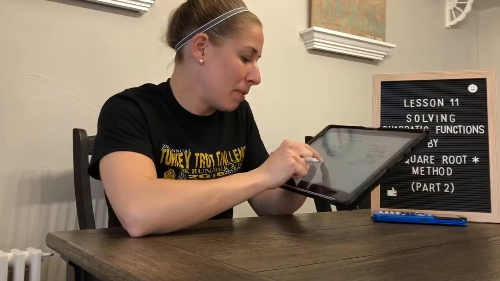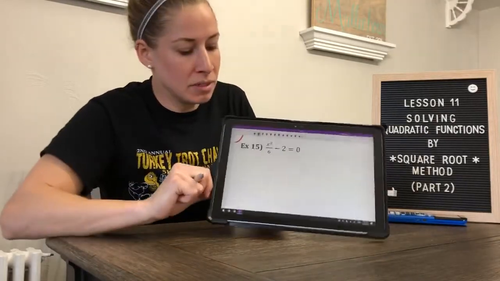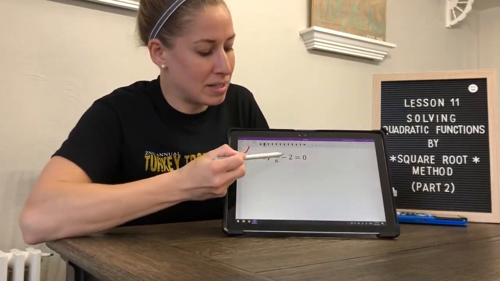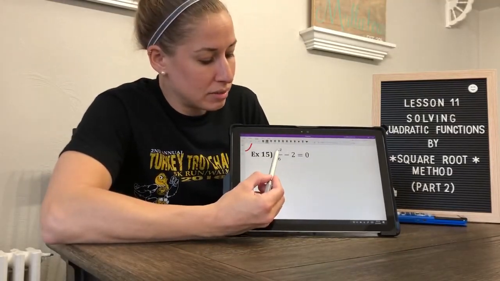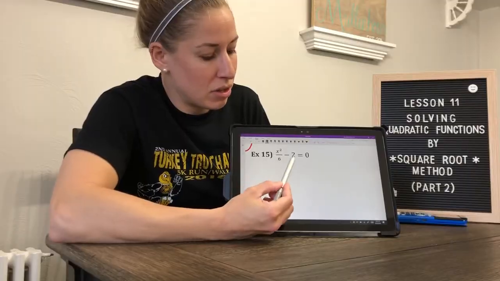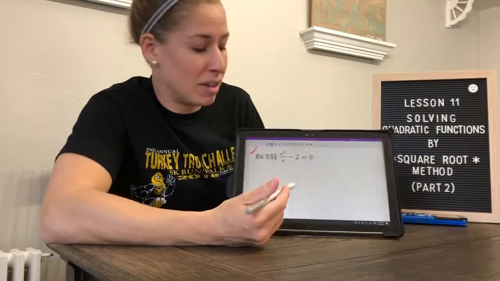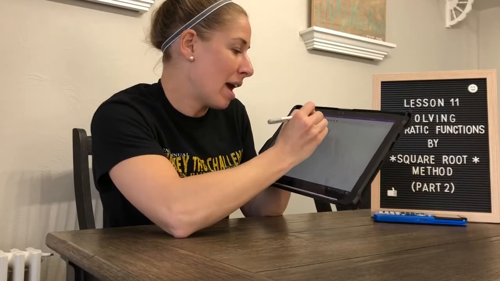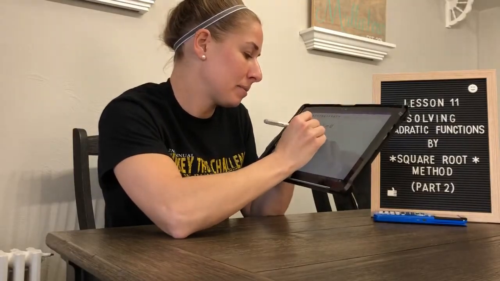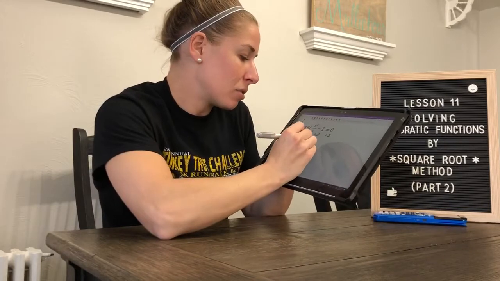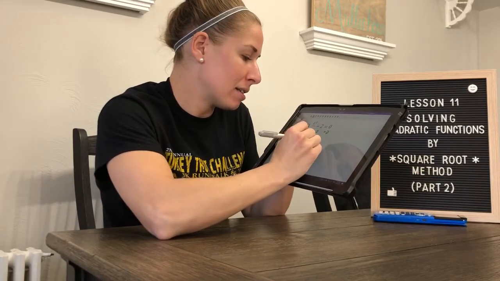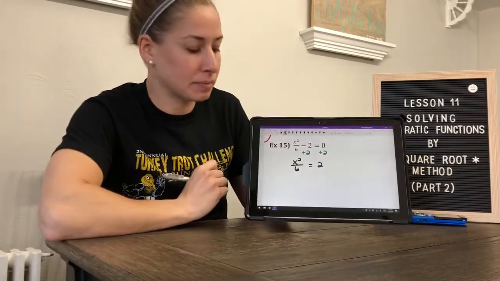Moving on, example 15. So we have x squared divided by 6 minus 2 equals 0. Here is the part that's squared. It's in this first term here. So let's get rid of the term that has nothing to do with it. So if we add 2 to both sides, we get x squared divided by 6 equals 2.